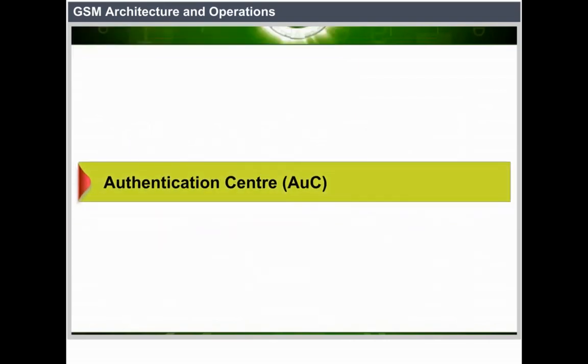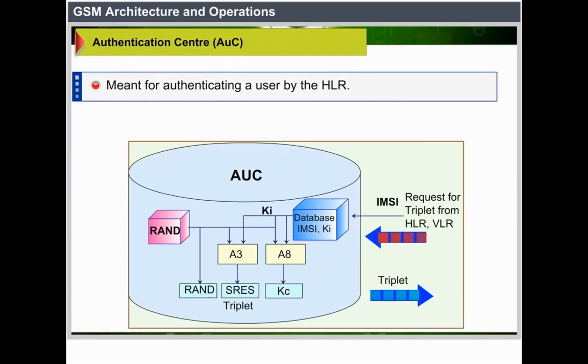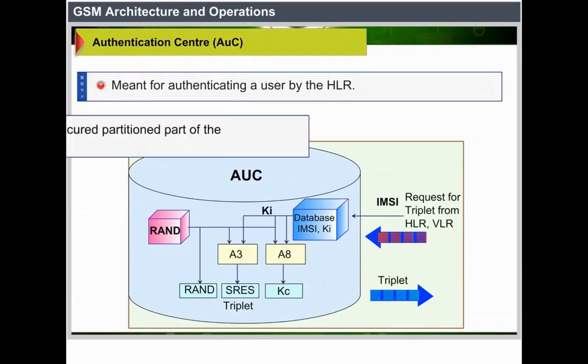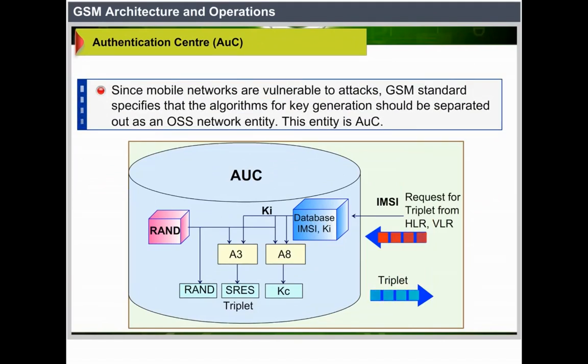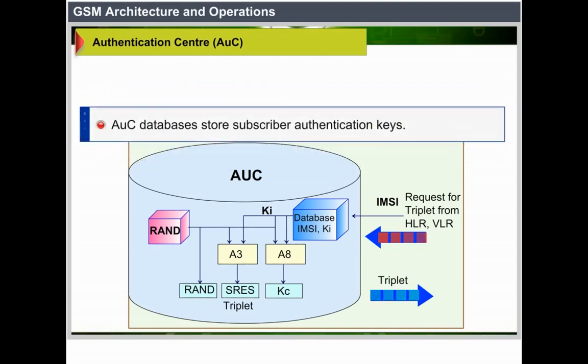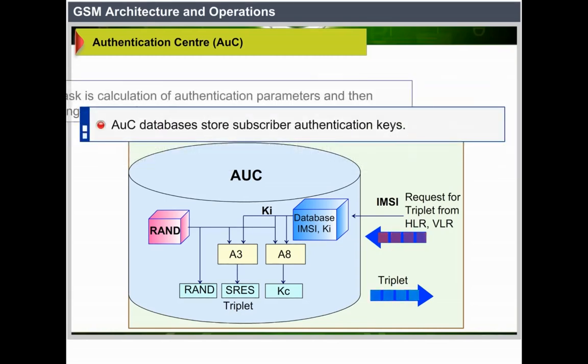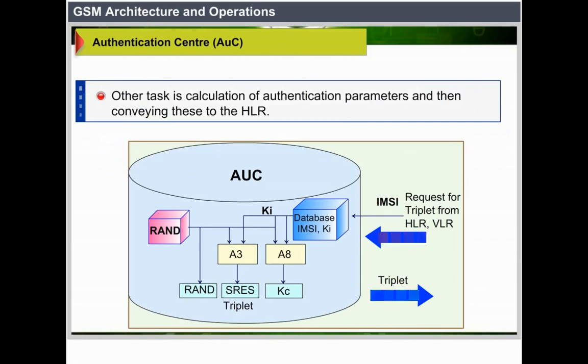Authentication Center, AUC, is used by the HLR to authenticate a user. The AUC may also be a secured partition, part of the HLR itself. Since mobile networks are vulnerable to attacks, the GSM standard specifies that the algorithms for key generation should be separated out as an OSS network entity. This entity is the AUC. AUC databases store subscriber authentication keys. Another task is the calculation of authentication parameters and then conveying these to the HLR.